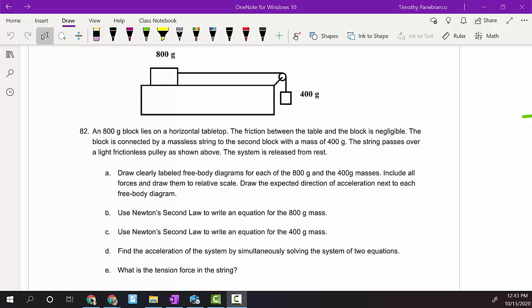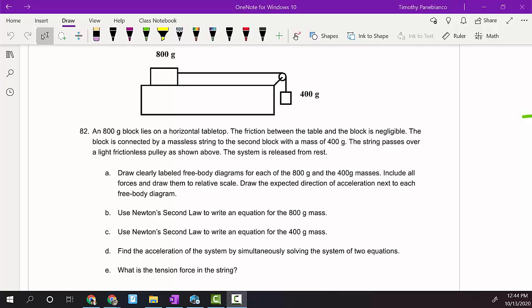Okay, this is a review of supplemental problem number 82. We have two blocks, an 800 gram and a 400 gram block. The system is released from rest, but take note that the pulley is light and frictionless, so it will not affect the problem, and the string itself will be considered of negligible mass. It says massless string, okay?